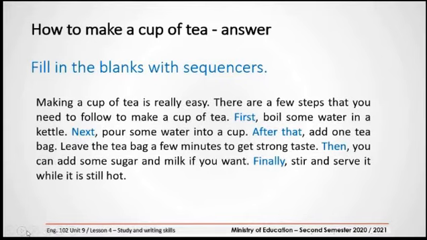All right, so making a cup of tea is really easy. There are a few steps that you need to follow to make a cup of tea. First, boil some water in a kettle. Next, pour some water into a cup. After that, add 1 tea bag. Leave the tea bag a few minutes to get a strong taste. Then you can add some sugar and milk if you want. Finally, stir and serve it while it is still hot. So this is a very simple way of explaining process writing.